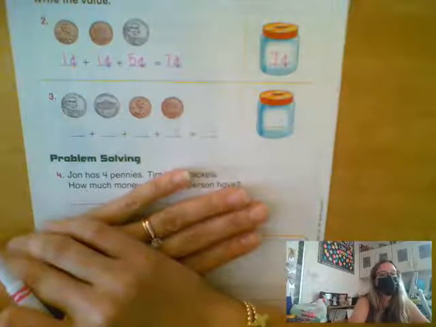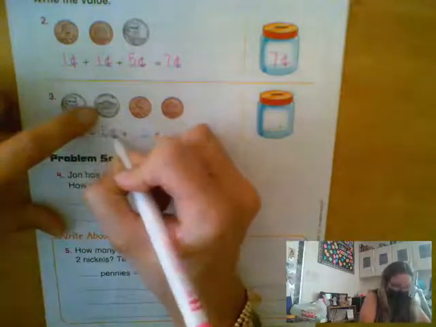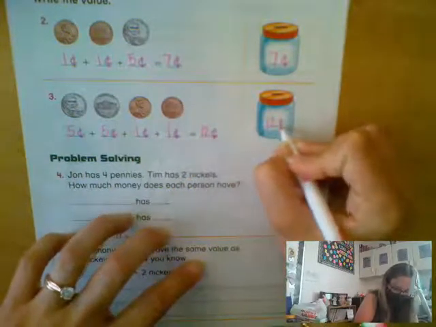Beckett, do the next one for us. A nickel is, so put 5 cents. 5 cents. 1 cent. 1 cent. And Blake, how many is that all together? 12. 12 cents. How many of you are like, this is so easy peasy? That's good. It means you guys are good at it.